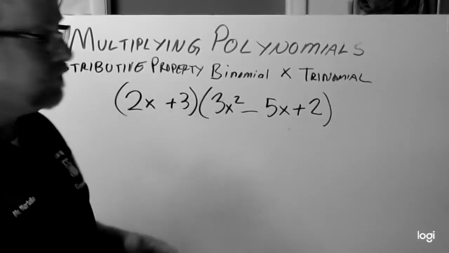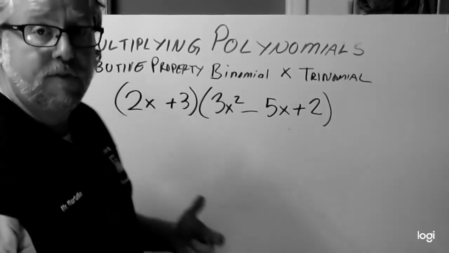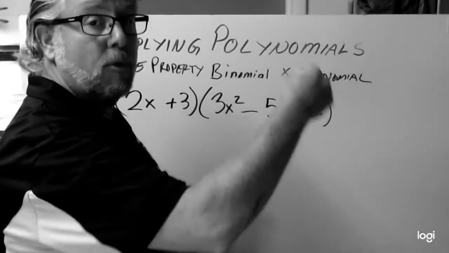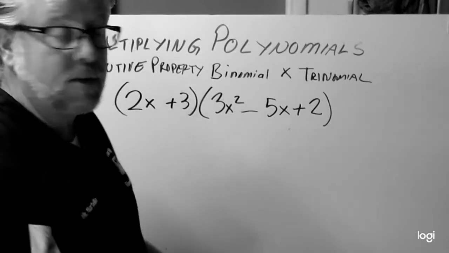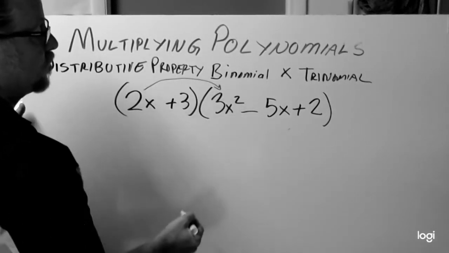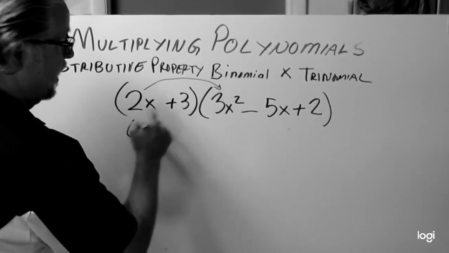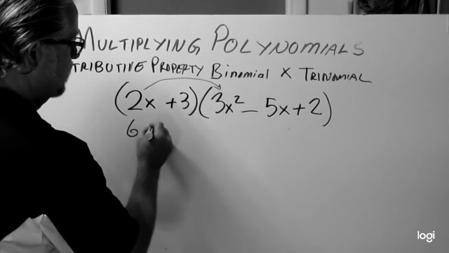When you distribute the binomial to the trinomial, just think about it like we did the FOIL. We're going to take the first term and multiply it by each term inside the trinomial. So take your 2x, multiply it by 3x squared. I'm going to do that first. 2 times 3 is 6. x times x squared is x cubed.